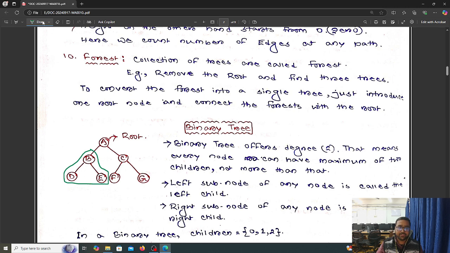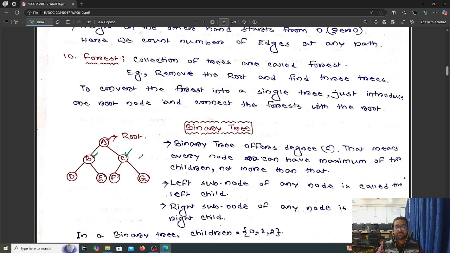So what is the left subnode of A? B is the left subnode of A and C is the right subnode of A. So B is the left subnode of A, so it can be said as the left child of A.